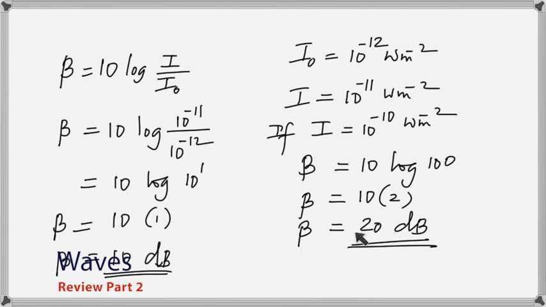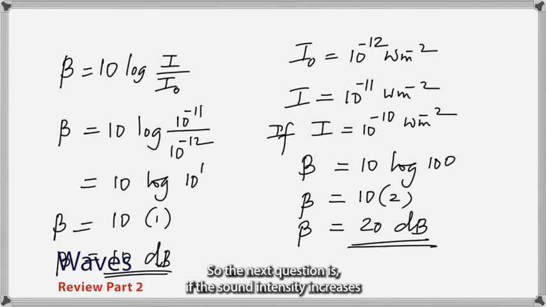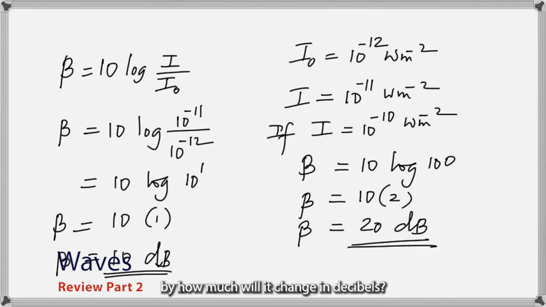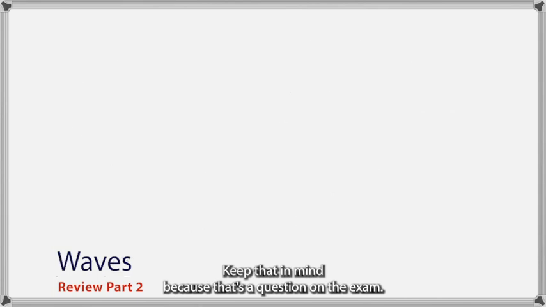See that? Just doubled. So the next question is, if the sound intensity increases 100 times, by how much will it change in decibels? It'll triple. What if it changes 1,000 times? Then it'll quadruple. So you see the correlation there? Keep that in mind, because that's a question on the exam.